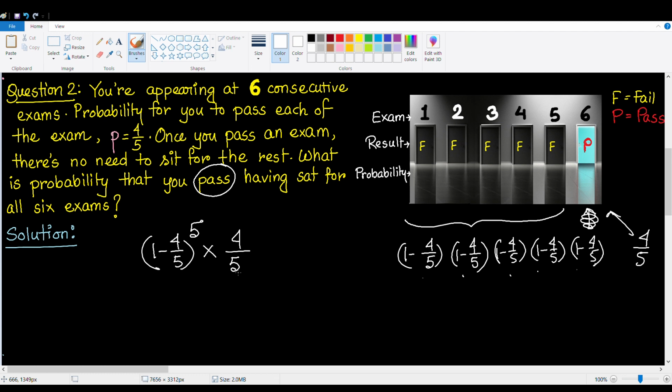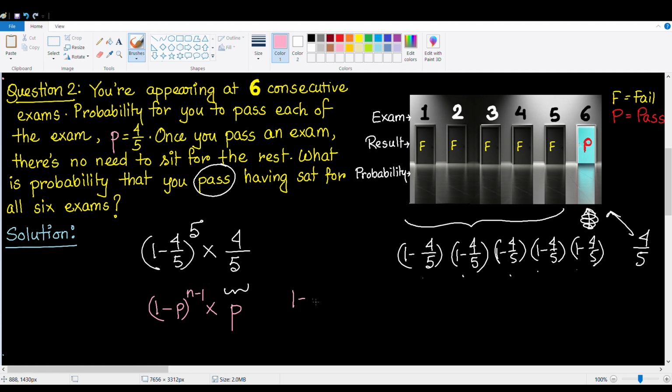Let's see the analogy. Say P is the probability to pass in each exam. Now the probability of failing would be 1 minus p. So you want to fail the first n minus 1 exams, right? If there are n exams you are taking part in, then you want the first n minus 1 to be unsuccessful. So the probability would be 1 minus p to the power n minus 1 again. And then at the last exam you want passing, therefore times p.